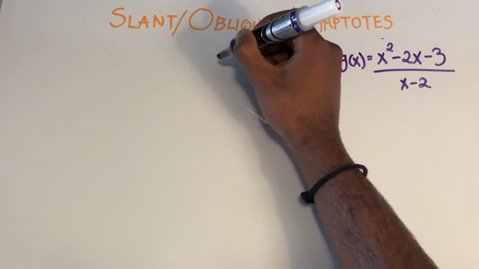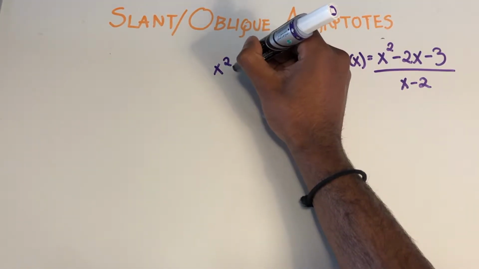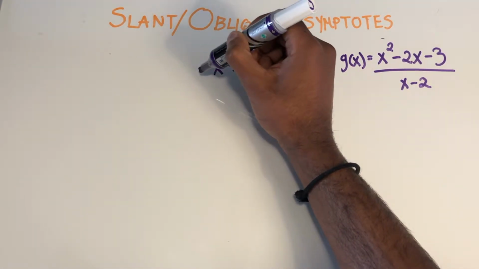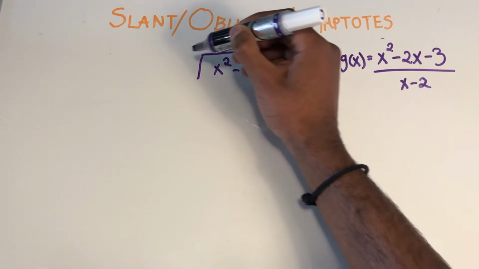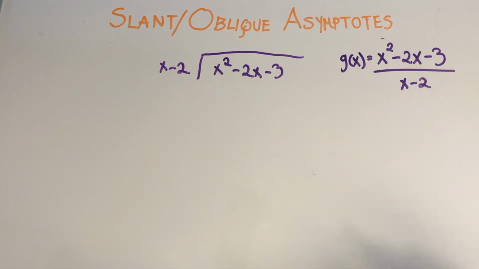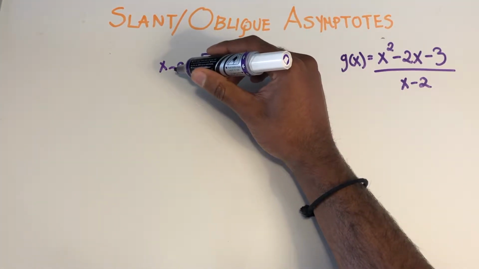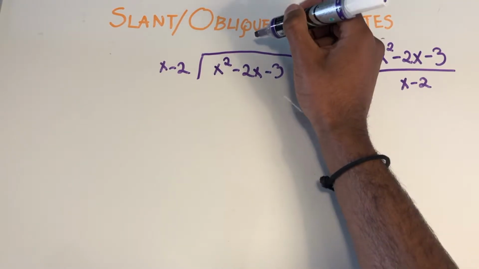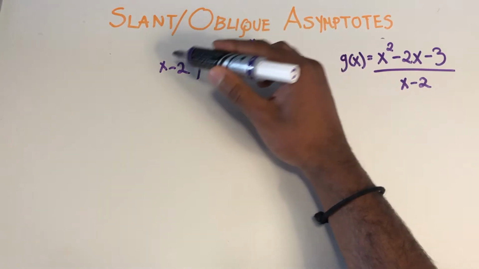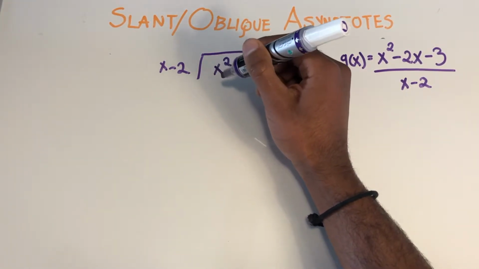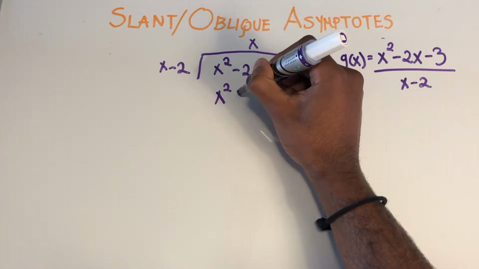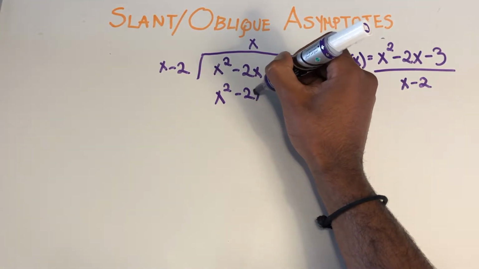We're going to go ahead and write that here. X squared minus 2x minus 3 divided by x minus 2. X squared divided by x is going to give us x, and then we're going to go ahead and write that directly above negative 2x. And then x times x is going to give us x squared. And then x times negative 2 is just going to give us negative 2x.